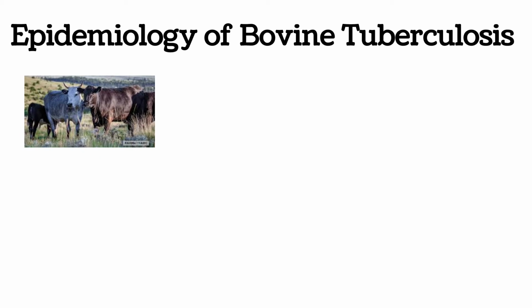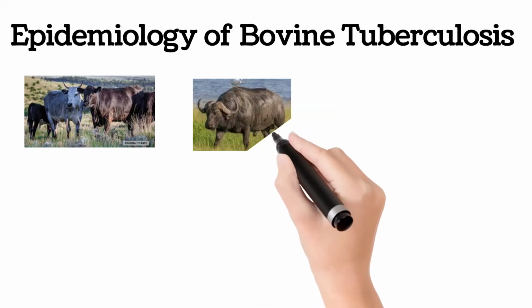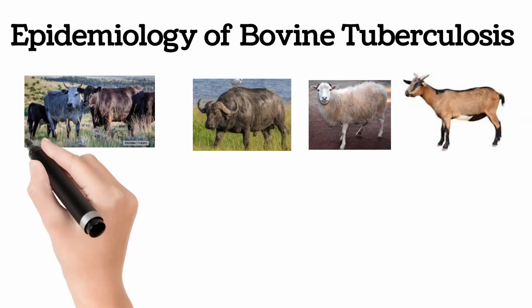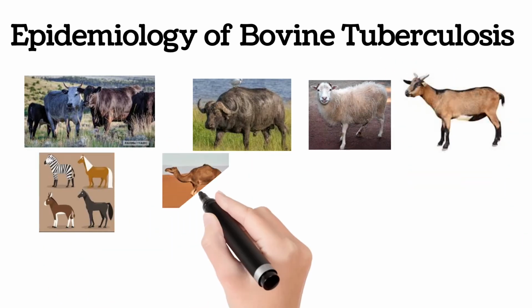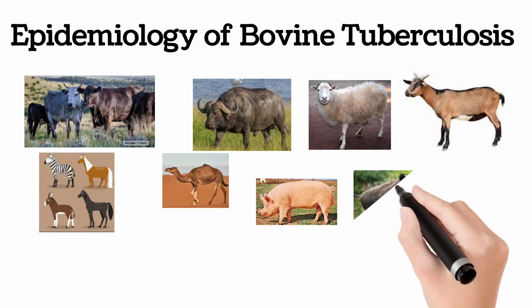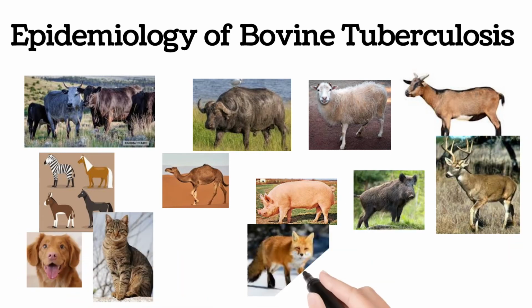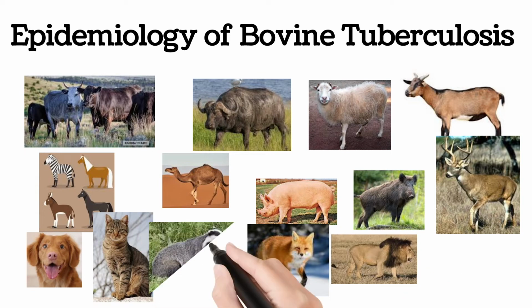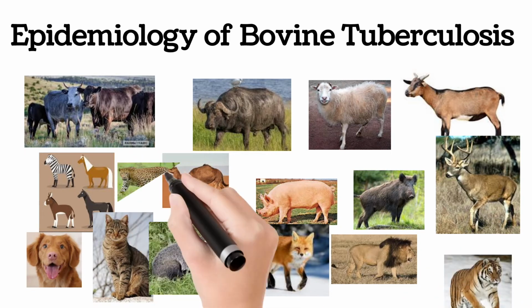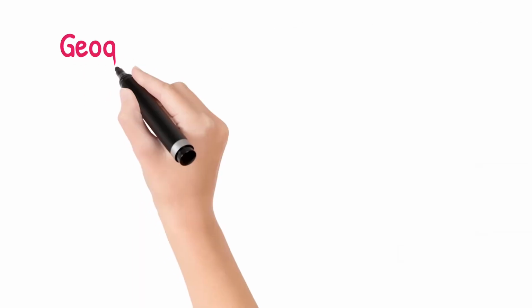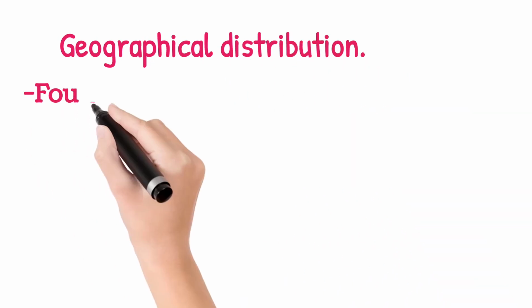Hosts of bovine tuberculosis. Cattle are mostly affected by Mycobacterium bovis. But other domestic and wild animals have also been affected by Mycobacterium, including African buffalo, domestic Asian buffalo, bison, sheep, goats, equines, camels, pigs, wild boars, deer, antelopes, dogs, cats, foxes, lions, badgers, tigers, and leopards.